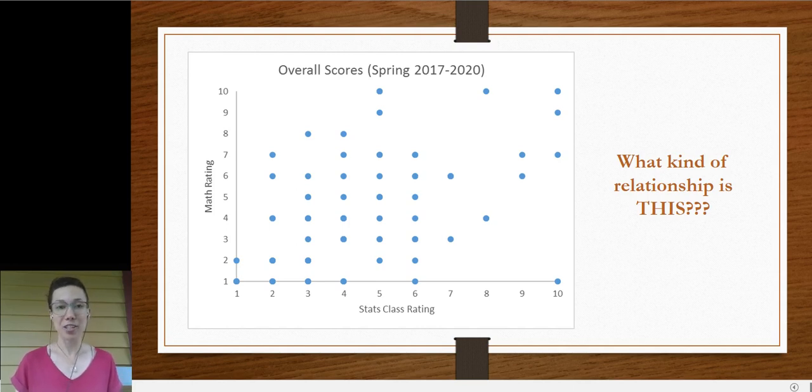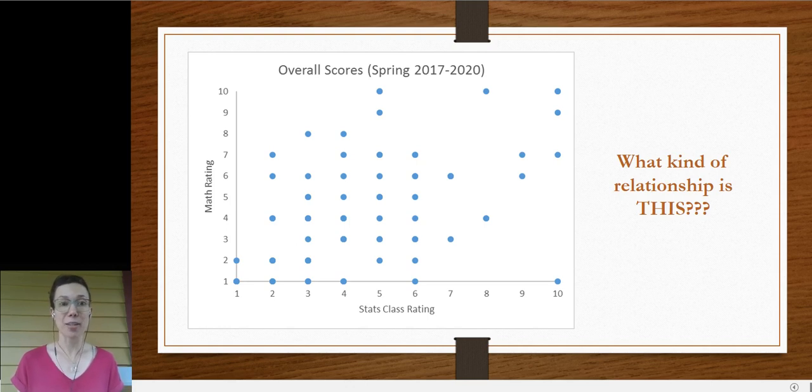I also, in previous semesters, asked students to do the same with math. So rating how you feel about math overall on a scale of 1 meaning hate it to 10 meaning love it. So this is reflecting those responses. This is 3 semesters of data all compiled into one. We have a very fancy scatter plot. What do you think is happening here? What kind of relationship are we looking at?